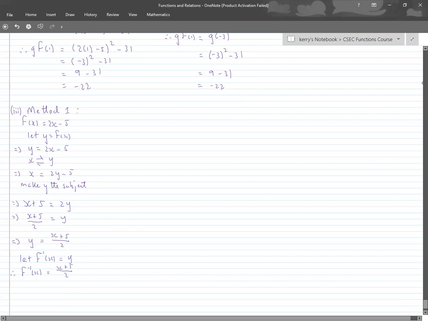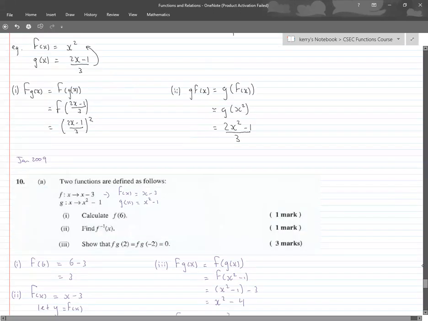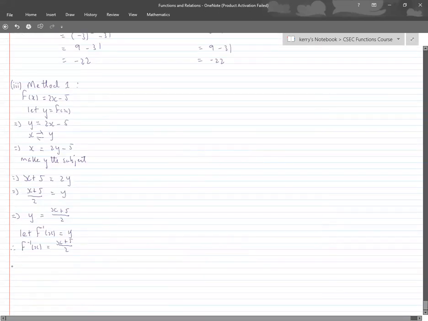Now, they are asking us to find f inverse of 1, I believe. Sorry, the f inverse of 3. So therefore, or hence, f inverse of 3 is equal to 3 plus 5 over 2. 3 plus 5 is 8. And 8 over 2 is 4. And that's f inverse of 3. Now, method 2.